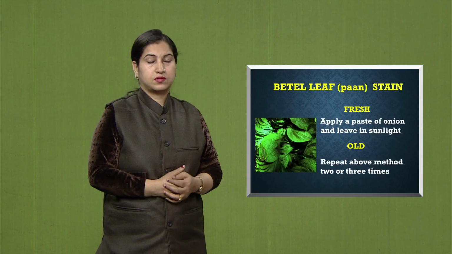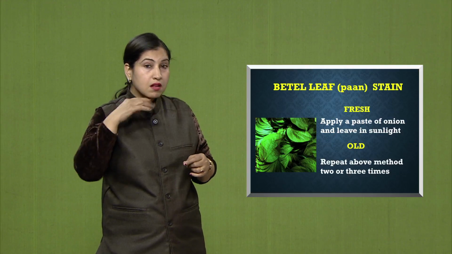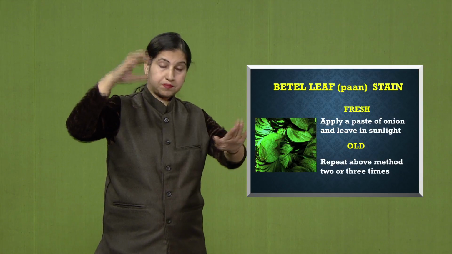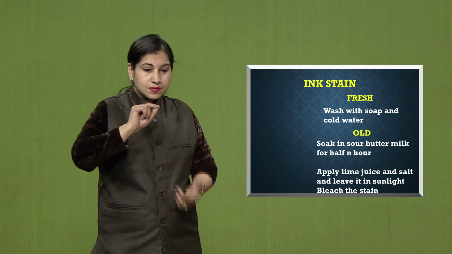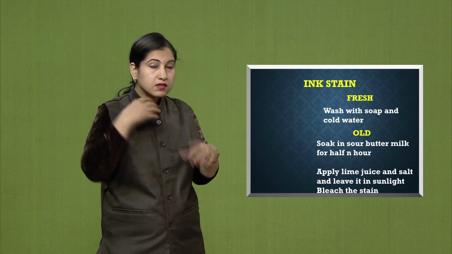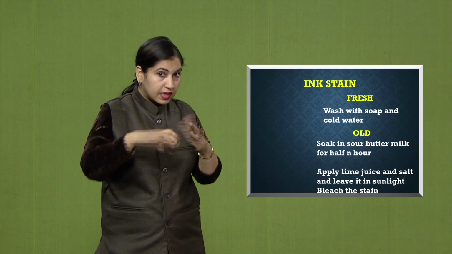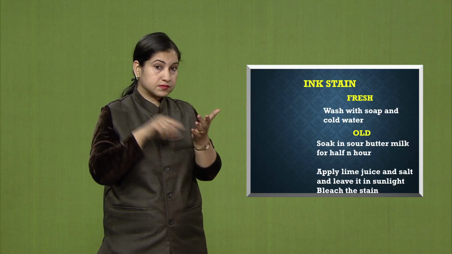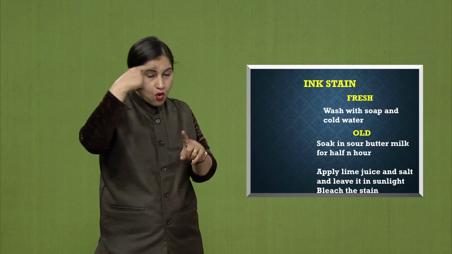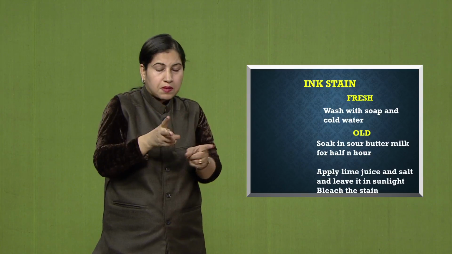For removing betel leaf stains, to remove fresh and old stains from white and colored cotton fabric, you should apply a paste of onions and leave it in sunlight. Removal of ink stains. For fresh stains, you should wash white and colored cotton cloths with soap and cold water. For old ink stains, you need to soak white and colored cotton cloths in sour buttermilk or lassi for half an hour. You can either apply lime juice and salt and leave it in the sun, or bleach the stain.